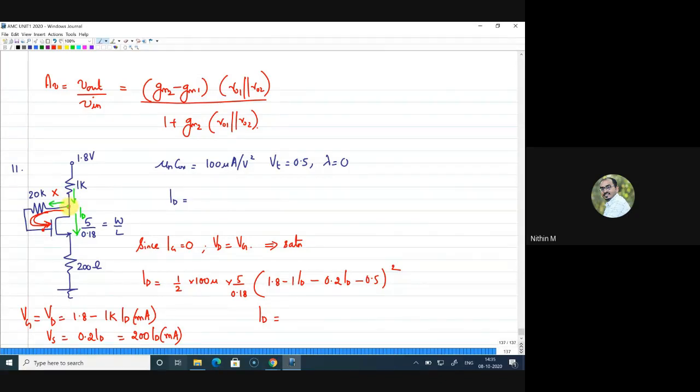Now tell me, what is the drain voltage? How can I write the drain voltage? Yes, it is 1.8 minus 1K into ID. Similarly, I can write what VS is. VS is the drop across 200 ohms, which is 200 ohms into ID in milliamps. You understood, right?